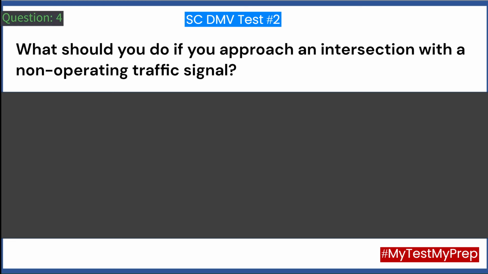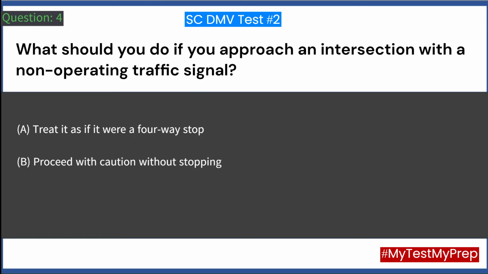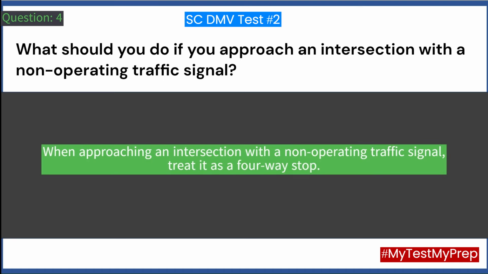What should you do if you approach an intersection with a non-operating traffic signal? A. Treat it as if it were a 4-way stop. B. Proceed with caution without stopping. C. Yield to traffic on the main road. Answer, A. When approaching an intersection with a non-operating traffic signal, treat it as a 4-way stop.